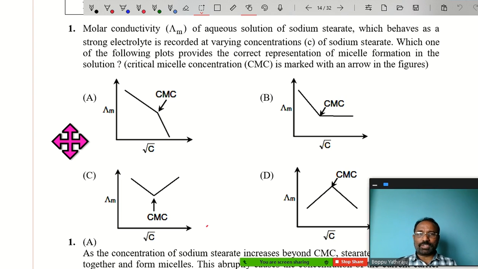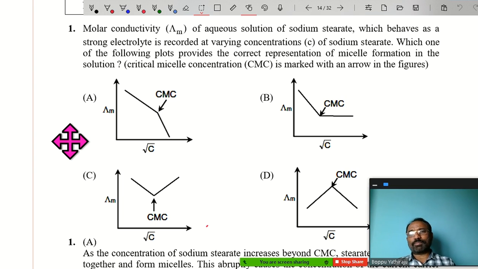First, we know the detergents. Generally, in a detergent, sodium stearate or lauryl sulfate is there. The sodium stearate acts as a strong electrolyte at low concentration, but at a high concentration, after reaching the CMC, it forms aggregate molecules. So when the aggregate molecule is formed, there is a sudden decrease in the molar conductivity. Now you observe all the 4 graphs. In all 4 graphs, first we have to take the A option.